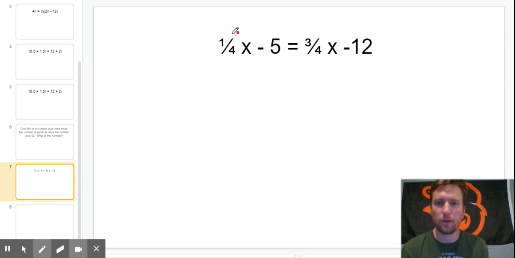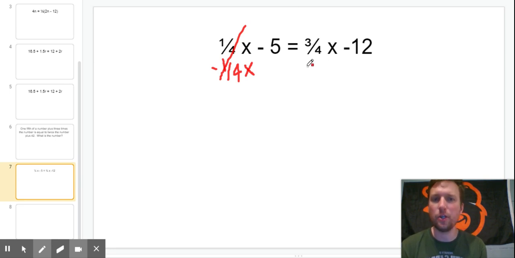So this number here is called a coefficient. I can subtract 1/4 x from this side. And what that does is it cancels out this and it moves it to the other side because I'm going to do the same thing on the other side of my equal sign to keep it balanced. So I have 1/4 minus 1/4 equals 0. And I have 3/4 minus 1/4 would give me 3 minus 1 is 2/4.